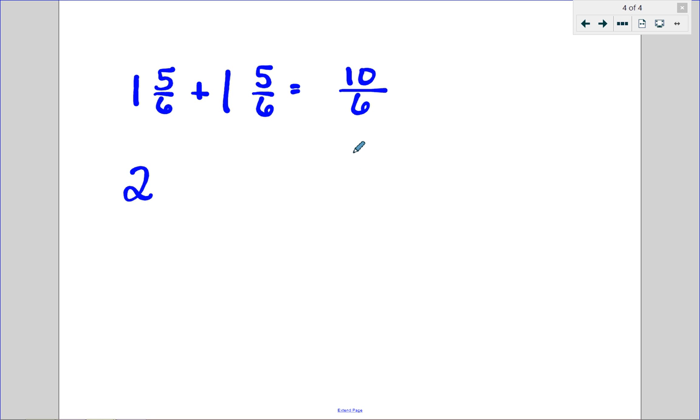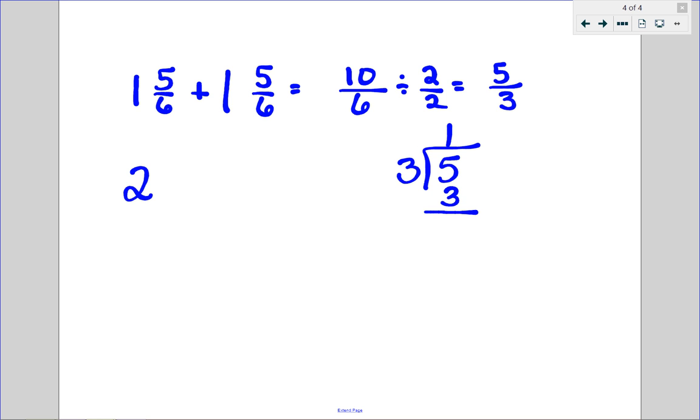And you can divide before or you can divide after. So if you want to simplify it first, you say, oh, 10 and 6 can be divided by 2. 10 divided by 2 is 5. 6 divided by 2 is 3. So now I just have 5 divided by 3. So how many 3s can I get out of 5? 1. 1 times 3 is 3. Subtract, I have 2 left over. So I have 1 and 2/3.